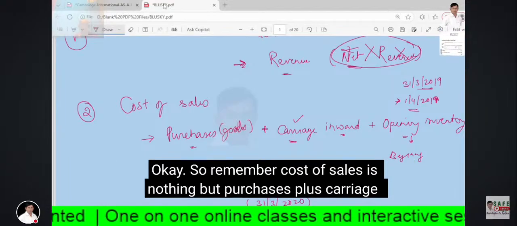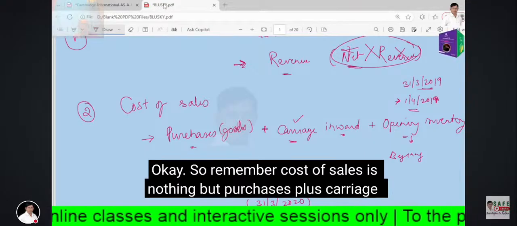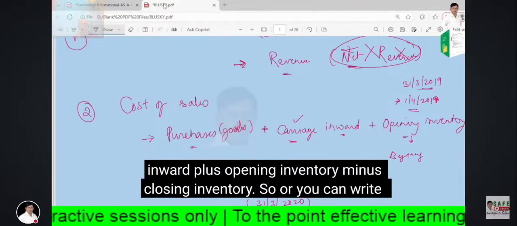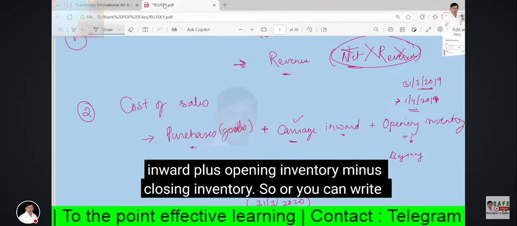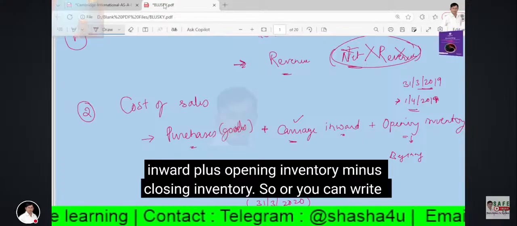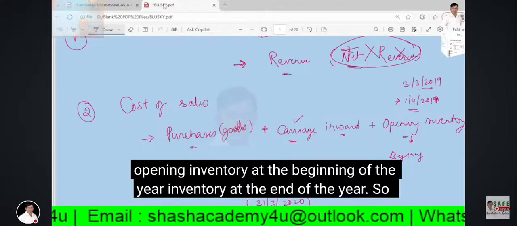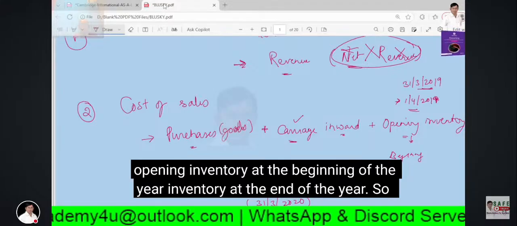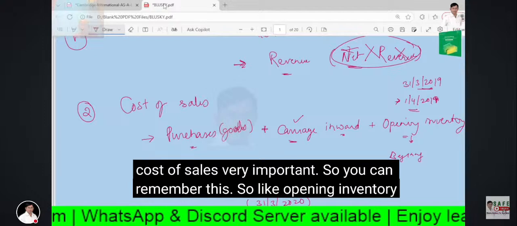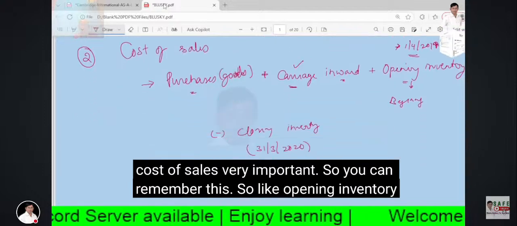Remember, cost of sales is nothing but purchases plus carriage inward plus opening inventory minus closing inventory. The cost of sales is very important, so you can remember this.